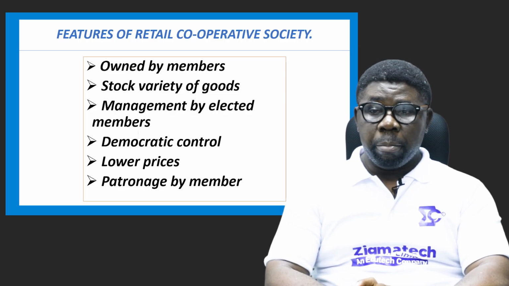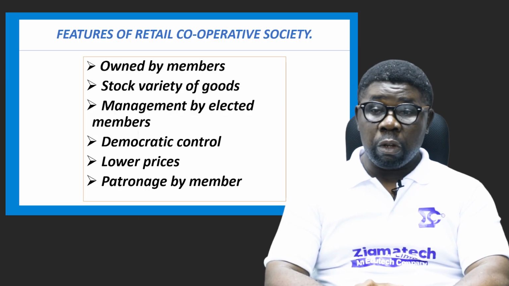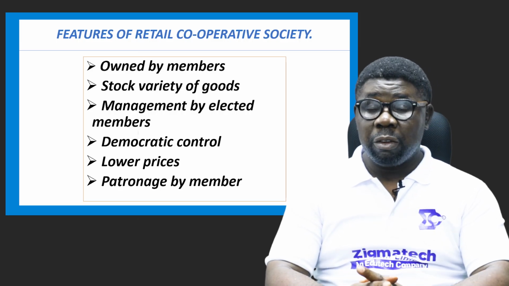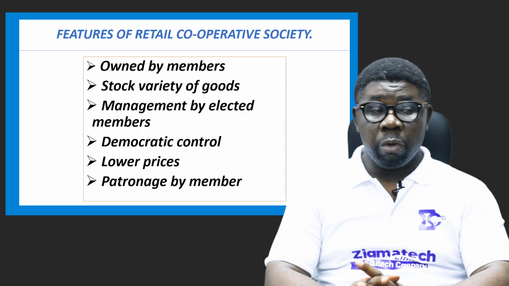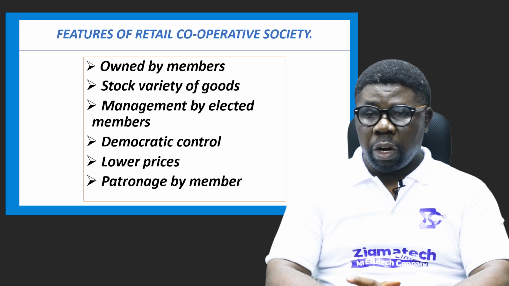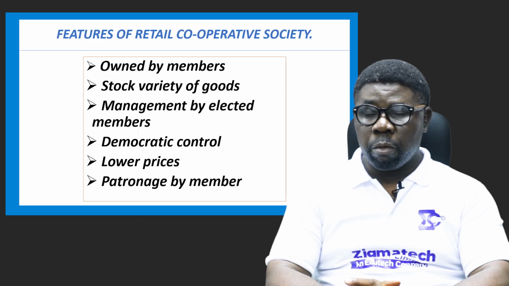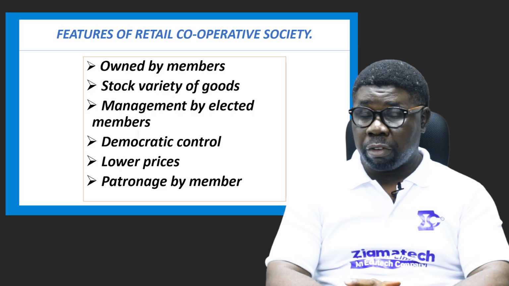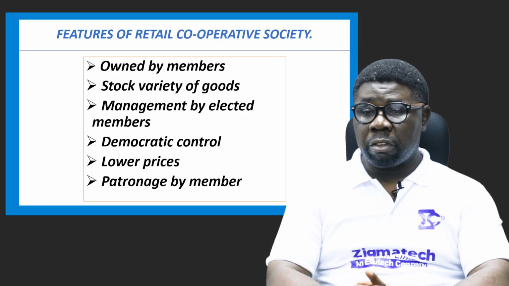Management is by elected members, so the members are the ones that manage it according to a democratic process. They use this process to elect their leaders. So democratic control is also a form of management of the business. They have low prices because they buy from manufacturers and distribute among themselves, or sell to themselves, at low and affordable prices.